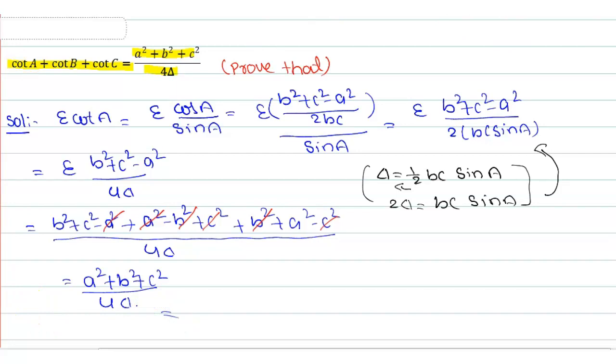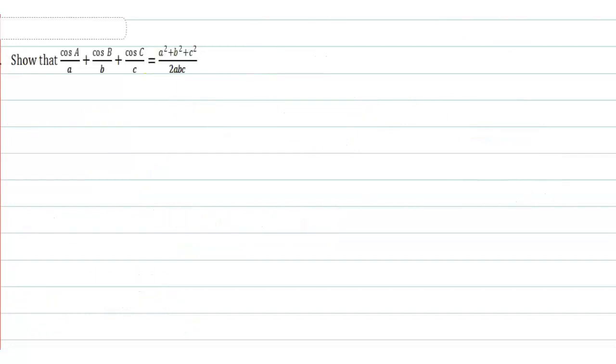Okay, now let us go for the next question. Right, so here the question is cos A by a plus cos B by b plus cos C by c is equal to a square plus b square plus c square by 2abc. This one we need to show here.